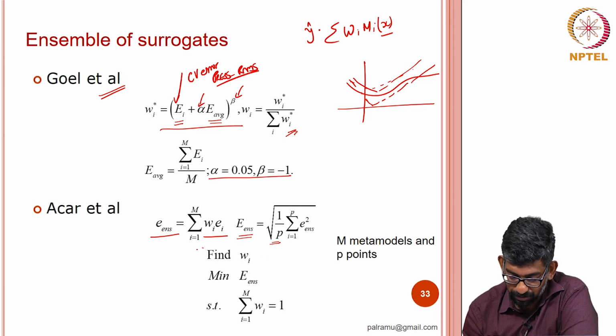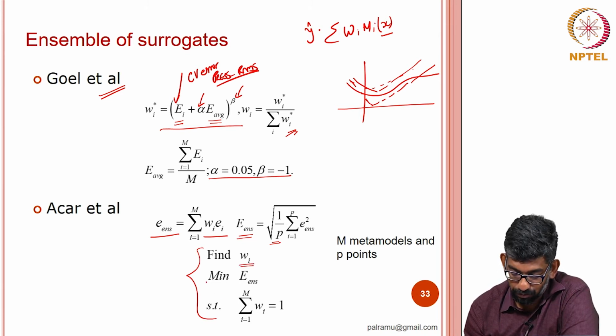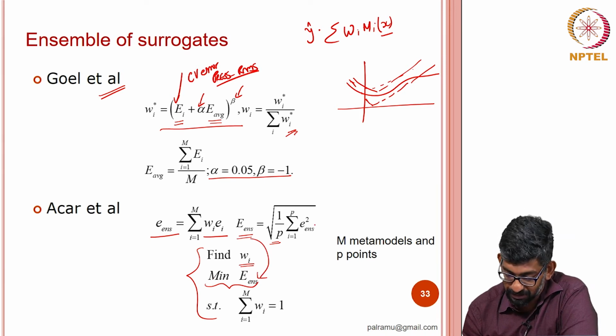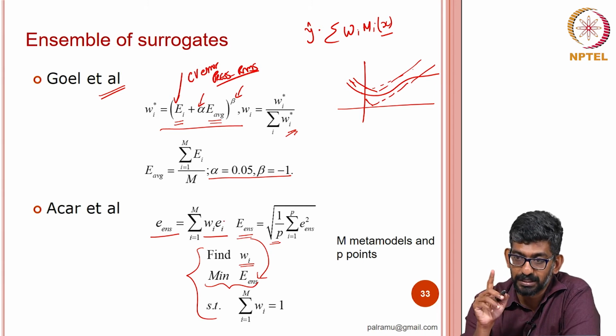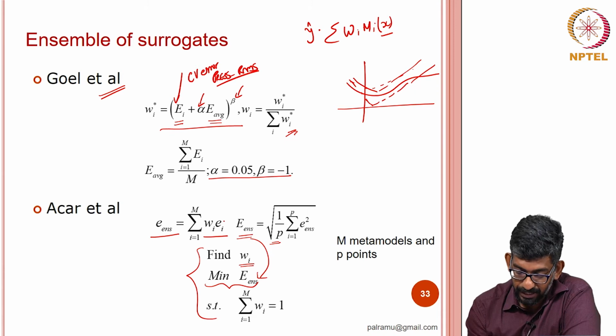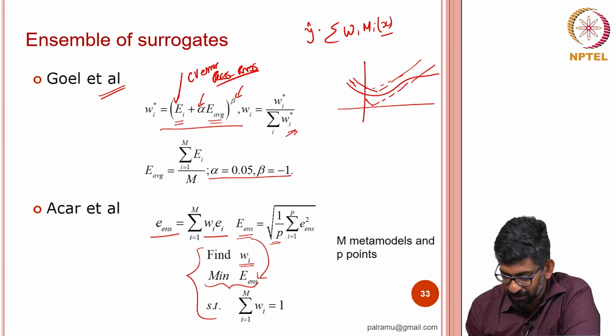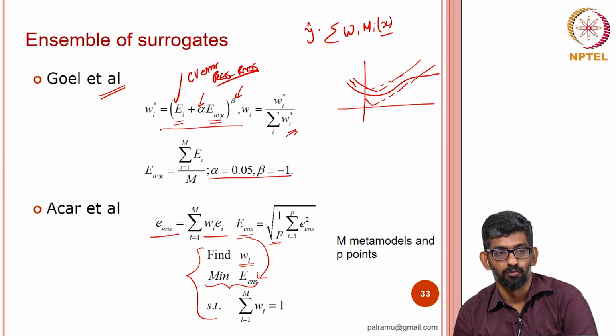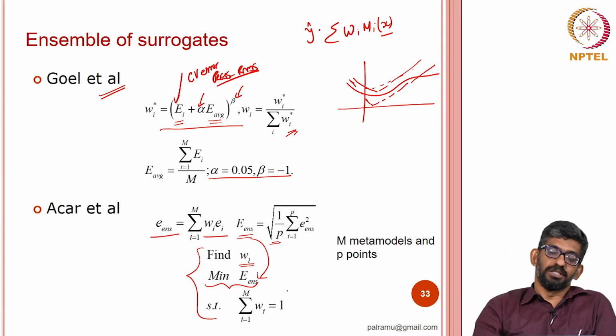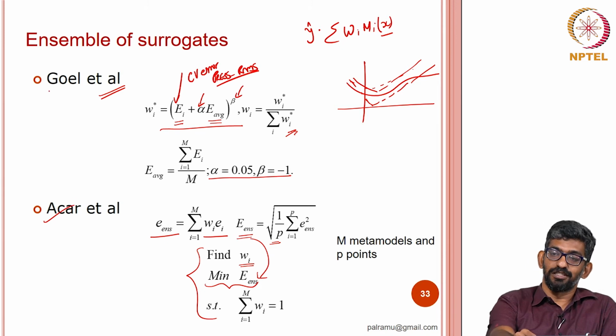So, here you are solving an optimization problem: find the Wi's, and your goal is to minimize the E ensemble, which is like this. Please understand this Ei is 1 cross P. There are P points, so there will be P errors, and M is the number of metamodels that you are talking about. And of course, you want your weights to sum to 1.